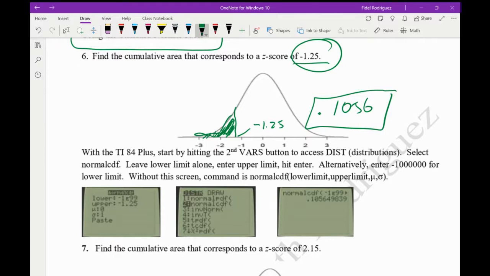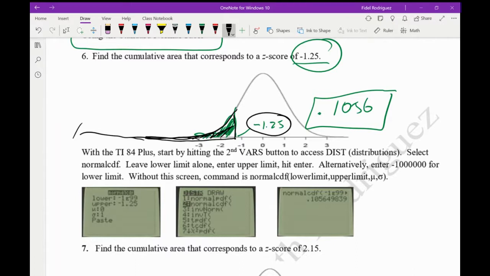So I want you to think about this for a minute. I'm looking for the area here. Now remember, this graph goes on and on forever, right? Forever and a day. So I don't have what we call a lower limit, because I'm going to the left. There's no lower limit here, but my upper limit is a negative 1.25.